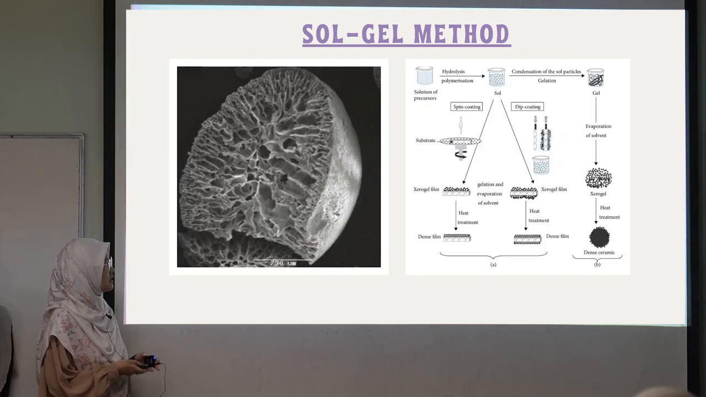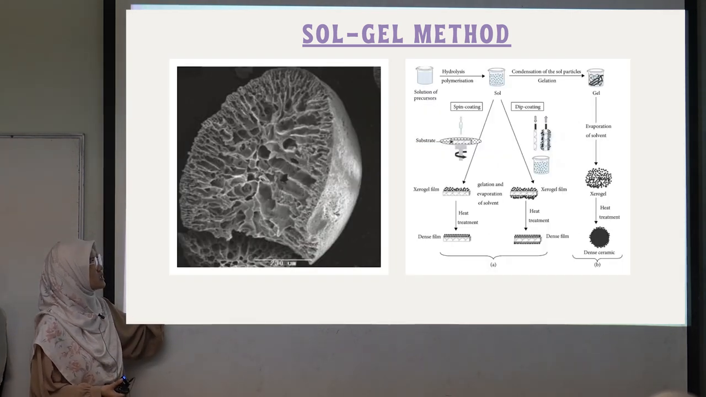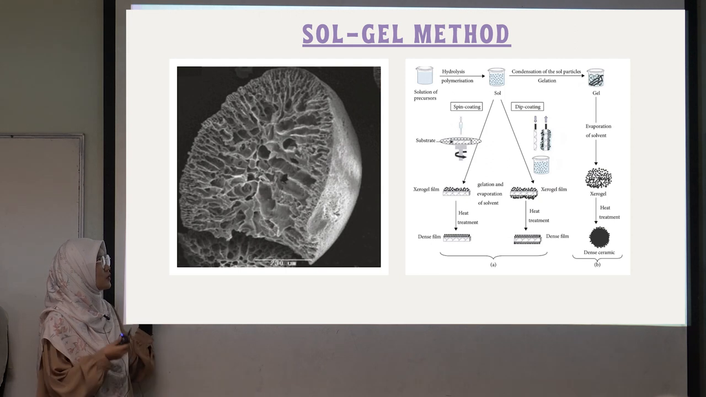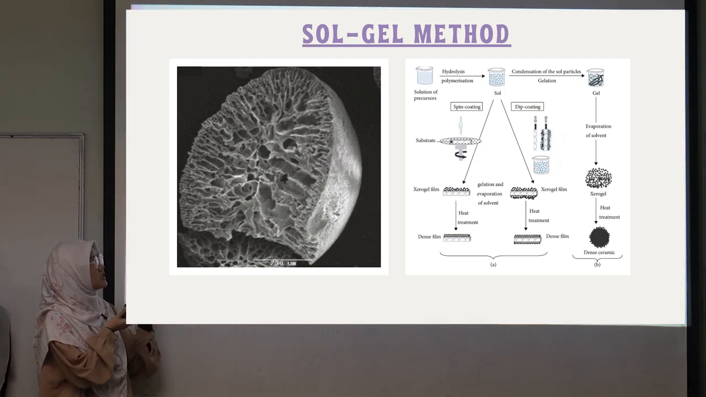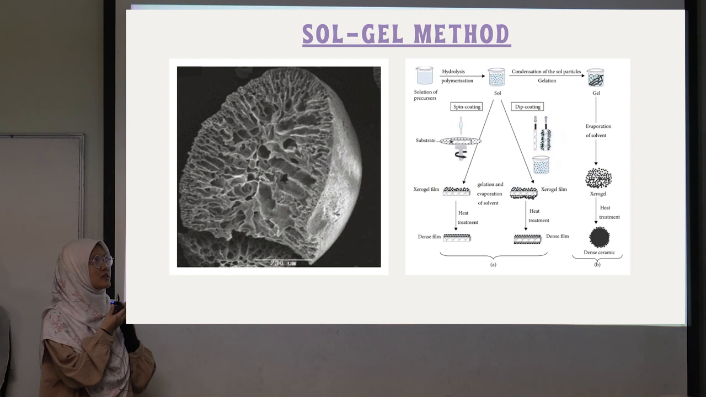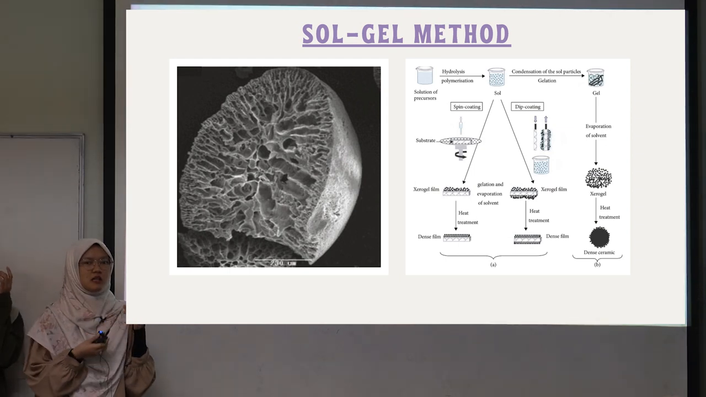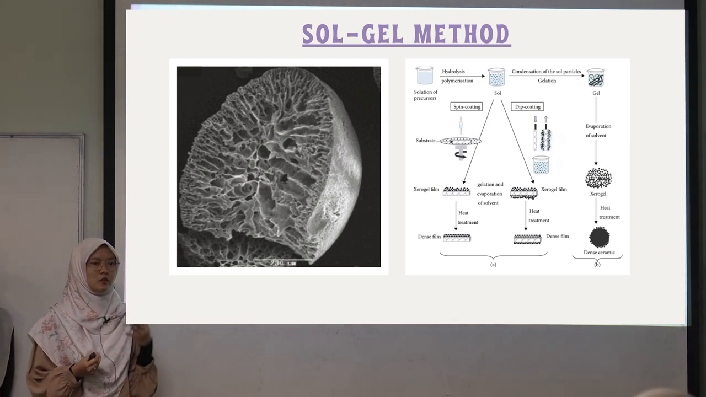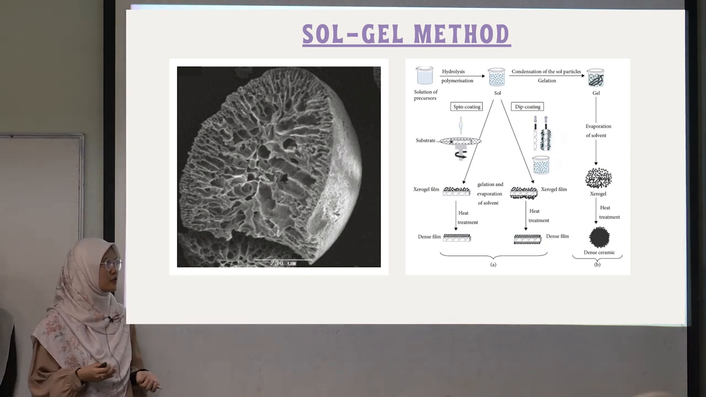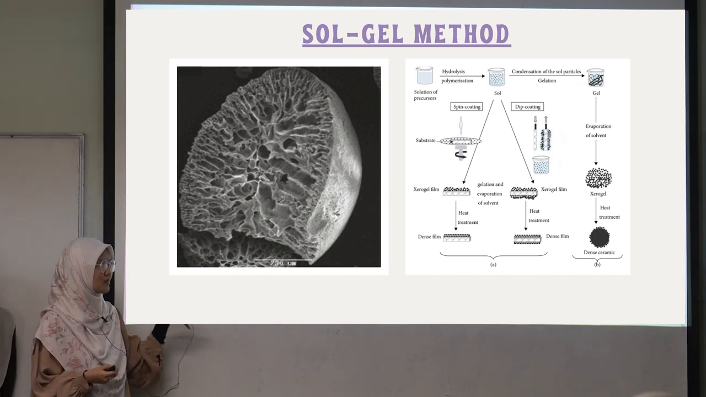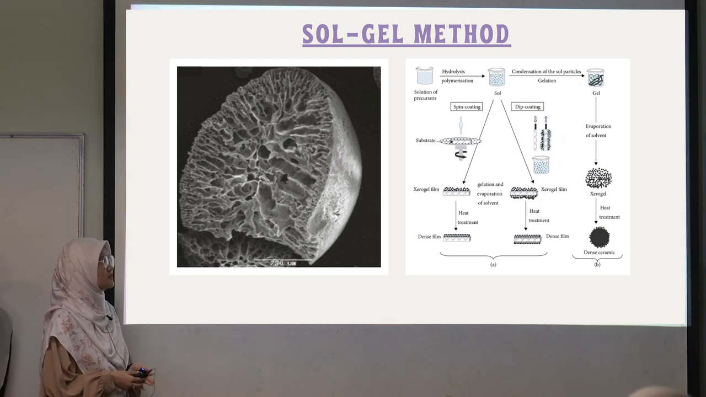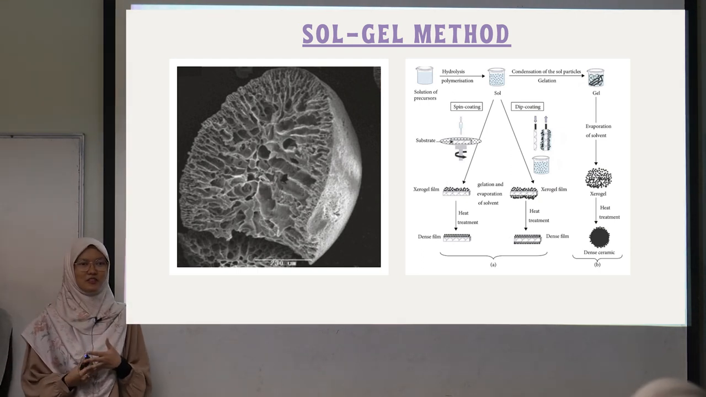This figure shows the SEM image of the porous nanoparticles. The conversion from salt to gel is achieved by changing the pH and the concentration of the solution. A variety of techniques are also used, but mostly gentle drying is used to remove the solvent.